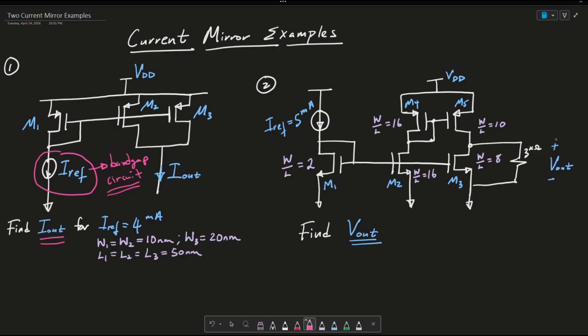Now for a second example, we're tasked with finding this V out, which is the voltage across this 3K ohm resistor for this complex circuit. And what I would encourage the viewer to do is pause the video and try to see if they can solve these two problems, and then come back to the video and see if you receive the correct answer.